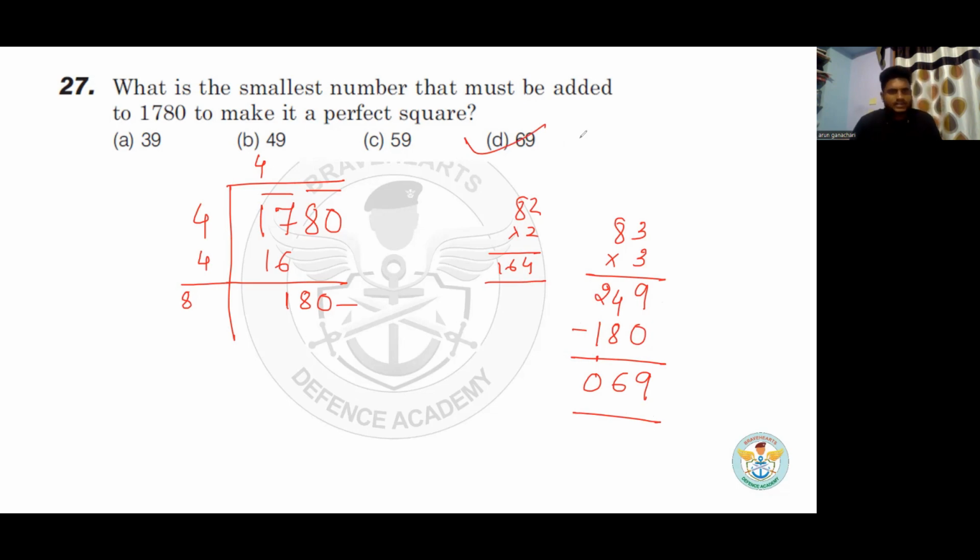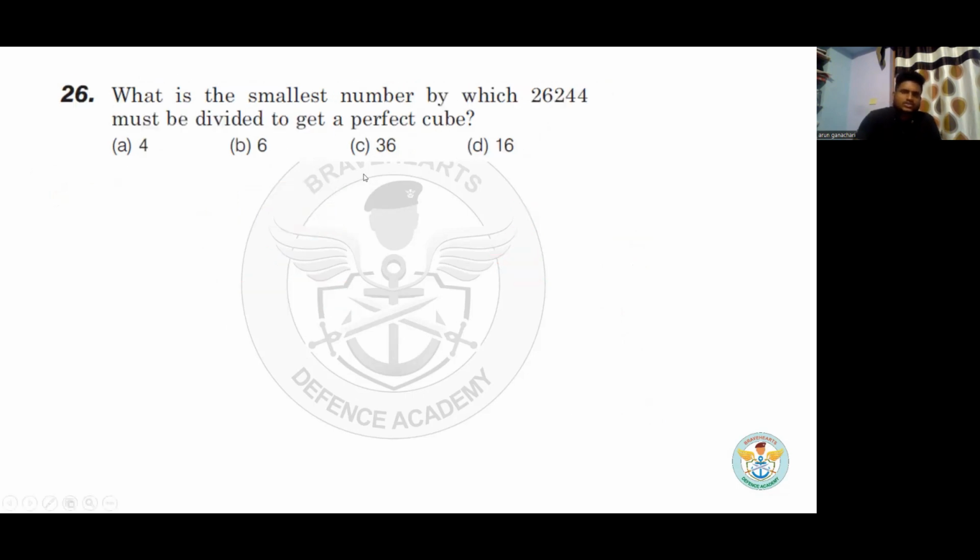Very simple question. We have solved similar examples. This was asked in AFCAT. This question was asked in your AFCAT question paper. So let's go for the next example. Understanding, right? These are very simple examples. I hope you are understanding. And in square root and cube root, they will usually ask very simple questions. So let's move on to the next question.